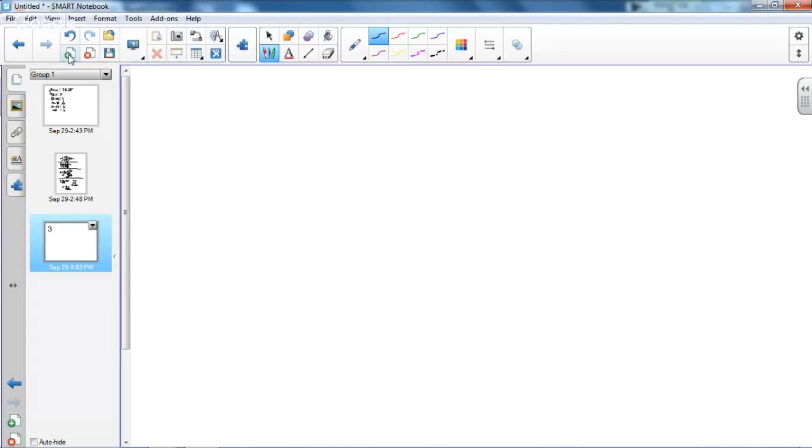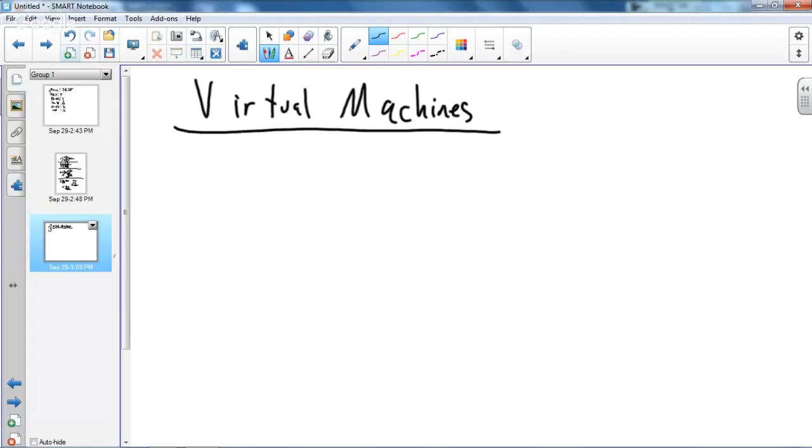All right. So we're ready to start talking about chapter 7. Virtual machines. So a virtual machine is like a level of code that is in between a high-level language and a machine language.